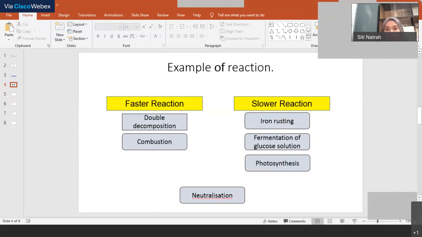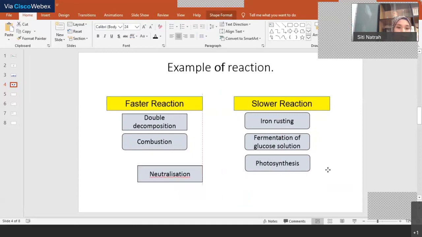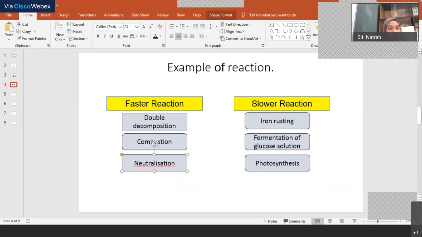Okay, now the last one, neutralization. Neutralization is basically when an acid reacts with an alkali. So neutralization is a faster reaction. For example, sulfuric acid reacts with any alkali, like sodium hydroxide, and we form the product. So now you have sorted all these examples of reactions into slower reactions and faster reactions.